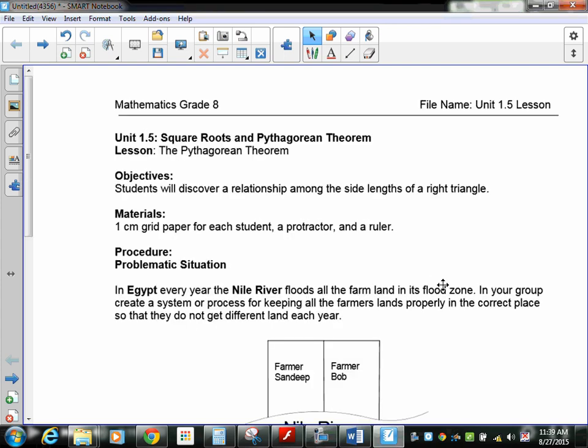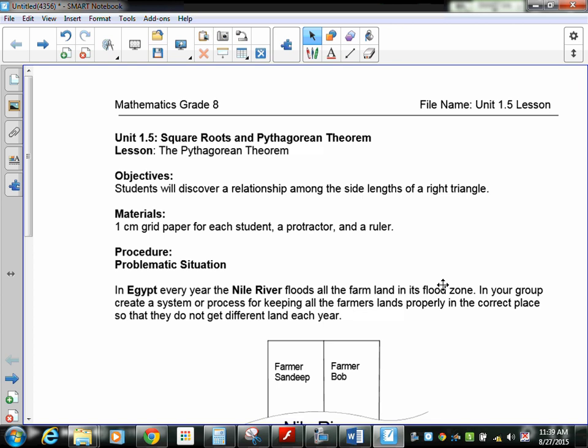Welcome to Lesson 5. In Lesson 5, we're going to start going more to what's called the number crunching side of the Pythagorean theorem. It's called symbolic. And we want you to finally discover a relationship between the side lengths of a right triangle. Now remember, a right triangle has a 90-degree angle in it.